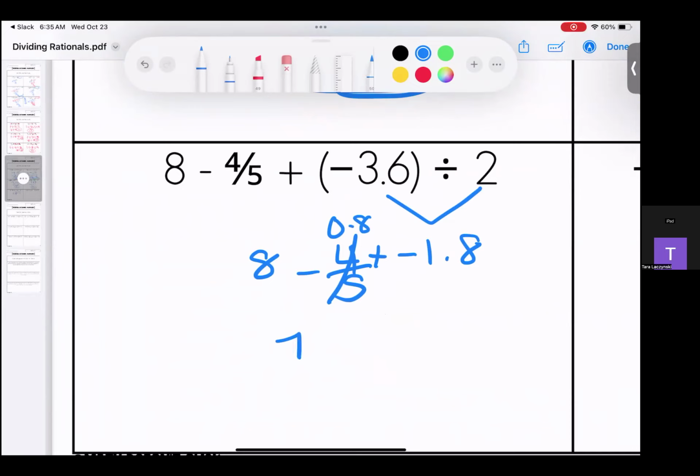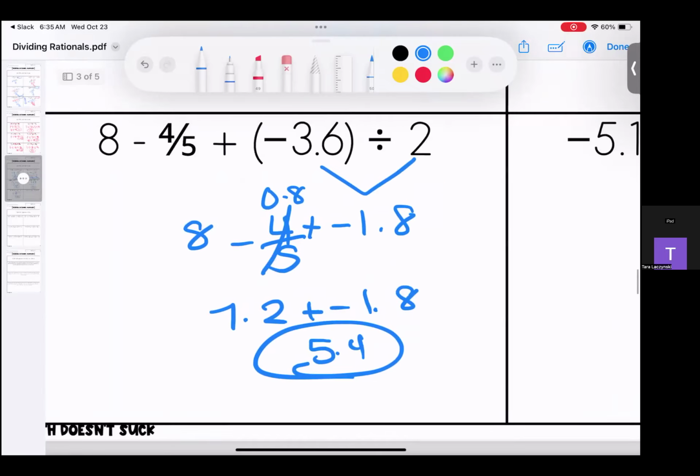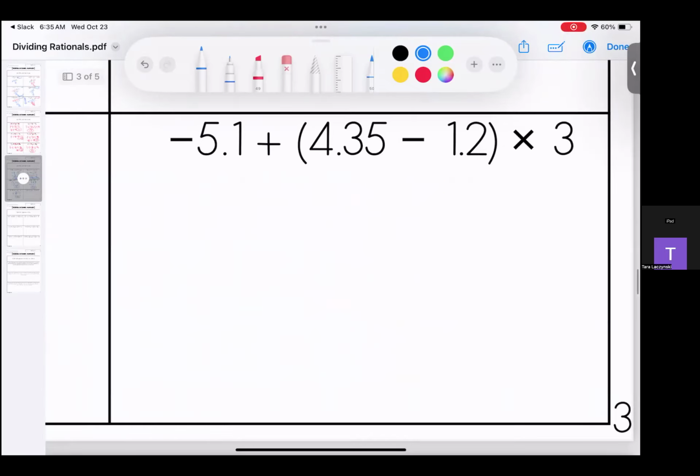8 minus 8/10 is 7.2 plus a negative 1.8. Subtract to get 5 and 4/10. And then popping over here, subtract them. Remember to add the 0 in the back. Make your life easier.